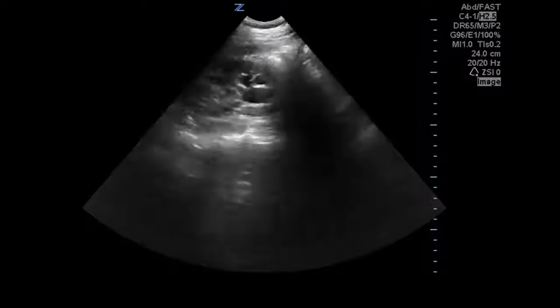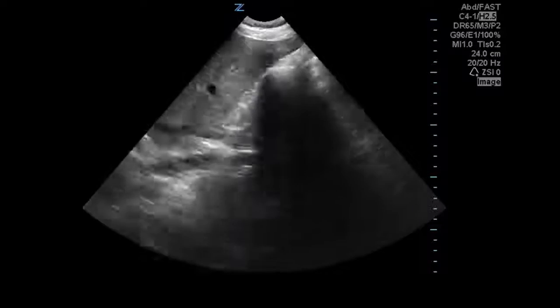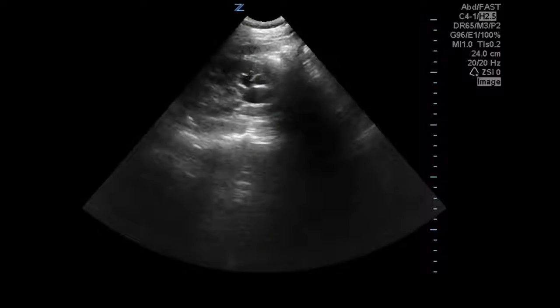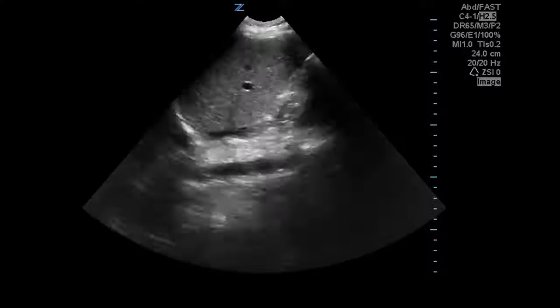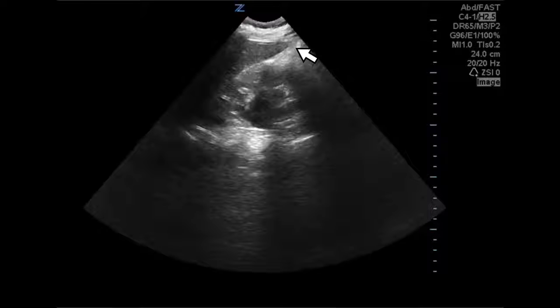And the reason being is fluid will begin to collect at the paracolic gutter, at the inferior pole of the kidney, or the inferior tip of the liver before that fluid begins to track into the hepatorenal or Morrison's pouch. You will see the inferior tip of the liver, which is the beginning of the hepatorenal space, and the paracolic gutter.